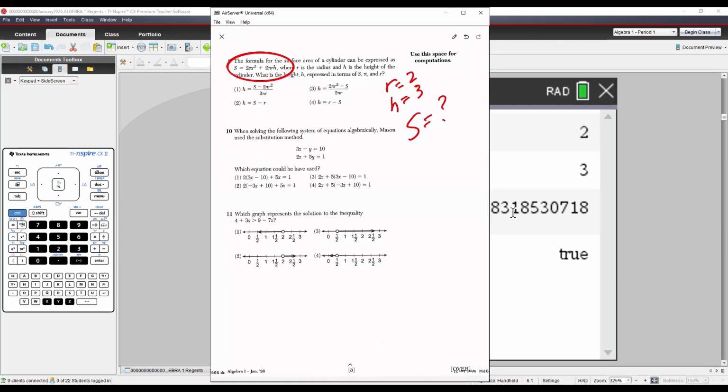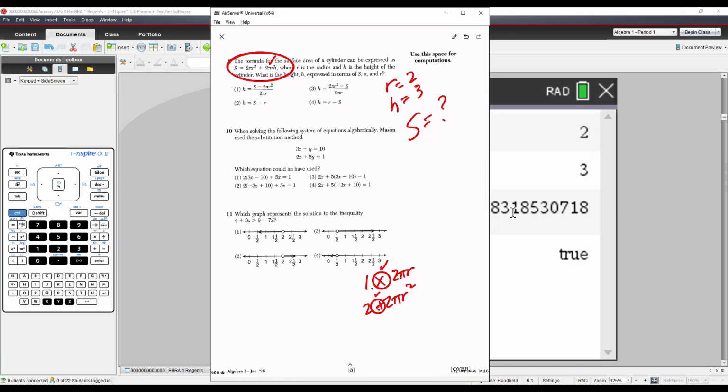First thing I like to do is I like to use PEMDAS. Now, in relation to the h, the first thing I'm doing is I'm multiplying h by 2 pi r. So I'm putting 2 pi r and I'm multiplying it times h. The second thing that I'm doing to the h is I'm adding 2 pi r squared. So the first thing I do is multiply. The second thing I do is add.